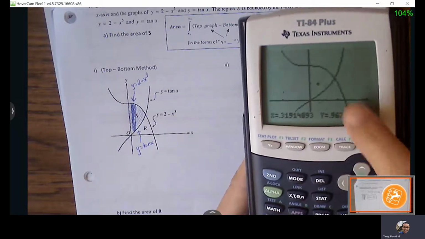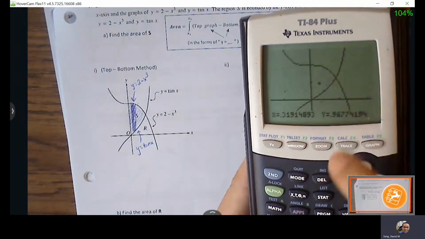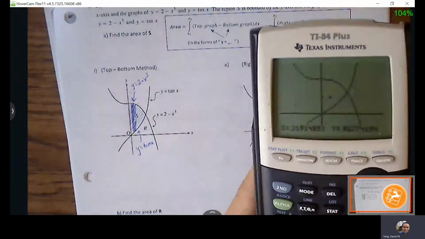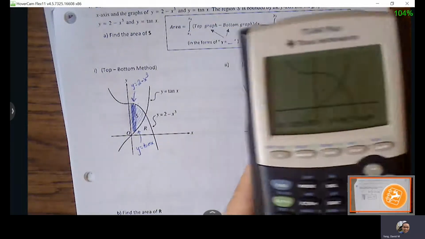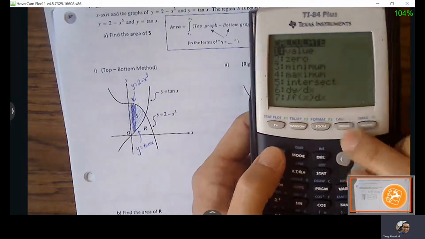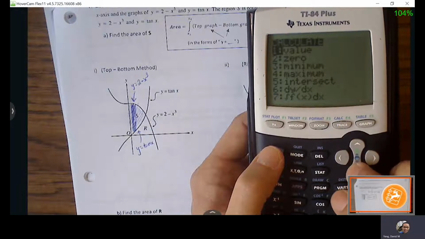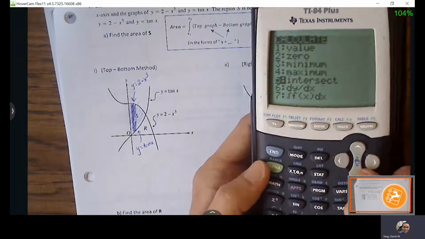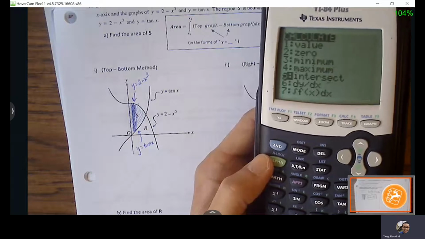What we're concerned about right now is finding that intersecting point. So you're going to go to second trace intersect. I have it on the board there. It's that fifth option, second trace intersect. We're going to ask the calculator to find the intersecting point between two curves.